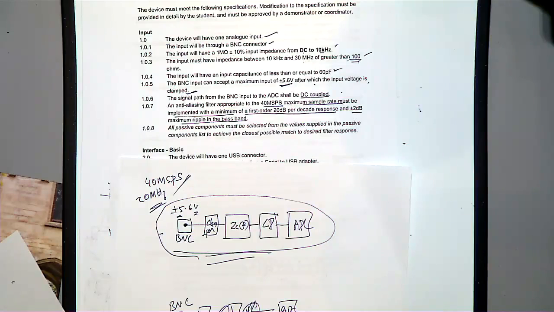We need a clamper, we need some impedance, some tuning case, we need a low pass filter, but then you need an ADC. That's what we understood.